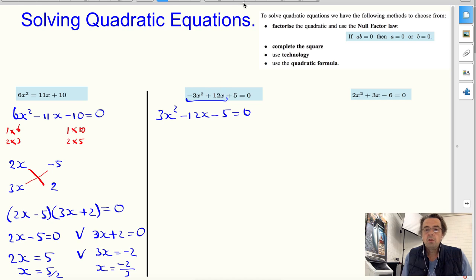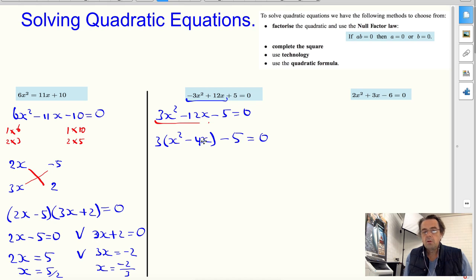So focusing on that first bit, I'm going to take out a 3 as a common factor and make it x squared take 4x. And the negative 5 is just still there. Now what I will do is complete the square on this bit here.